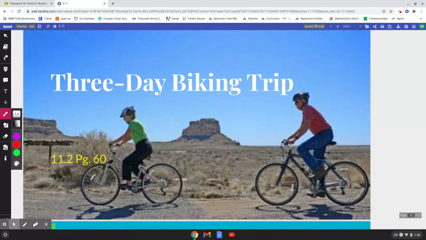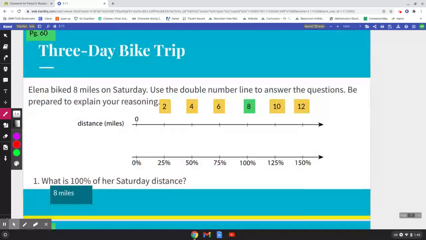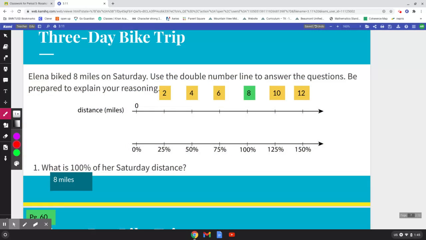So the 3-day biking trip, you're still on page 60. So we have Elena, and she biked 8 miles on Saturday. So that's important to know, that she biked 8. Use the double number line to answer the questions, and that's how we're going to fill it out. So on yours, you were only given this bottom, right? So they told you the percentages. So now you're going to fill in the distance.